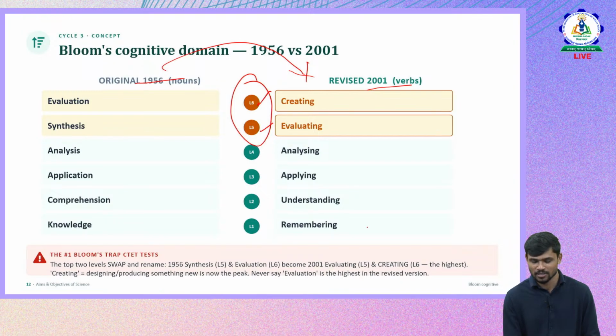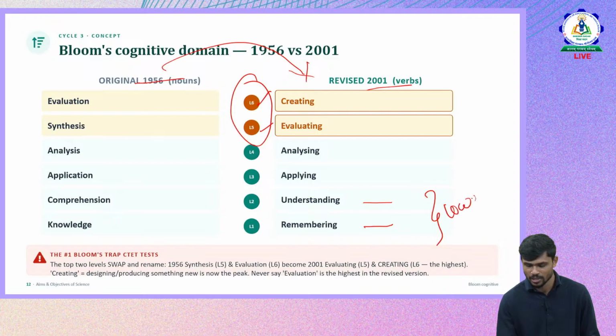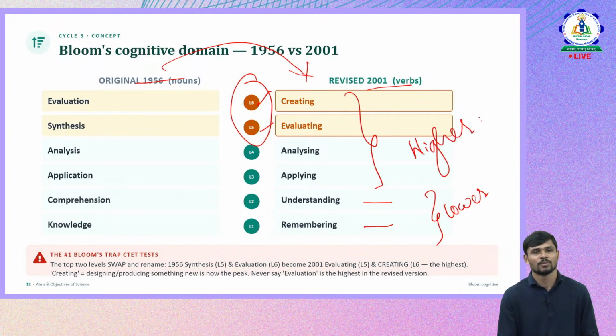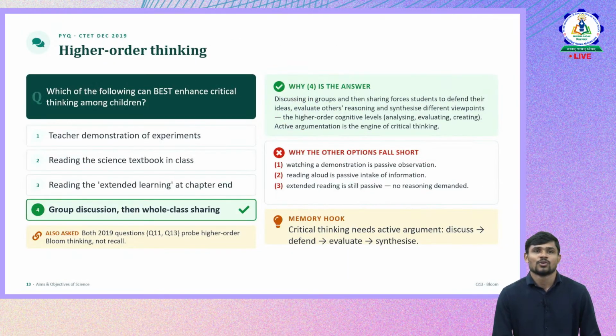Remembering is just basic remembering, and understanding is finding meaning, making meaning out of something. So these two are called lower order thinking skills, and the other three are higher order. Remember this, because they might ask you to map the words into different levels. So, higher order thinking: one more question is from 2019.